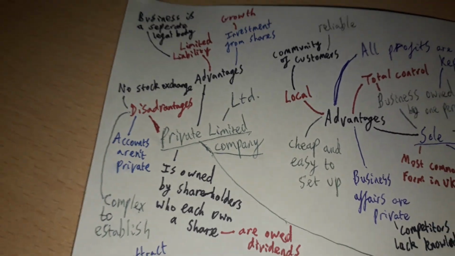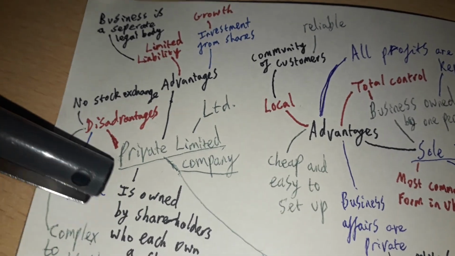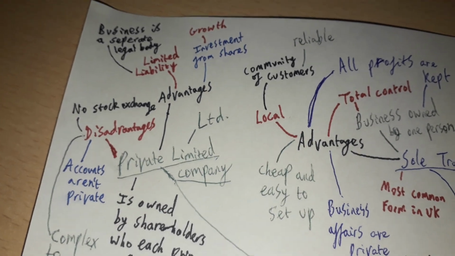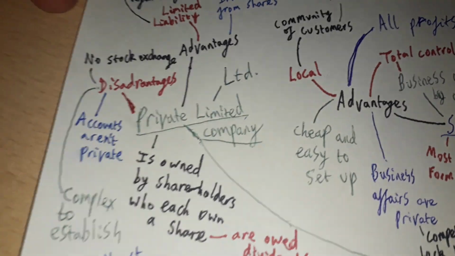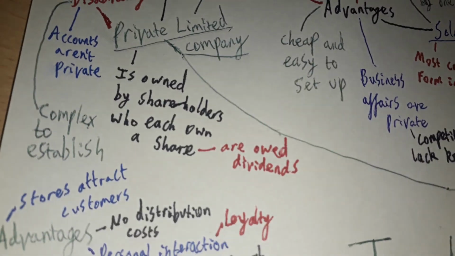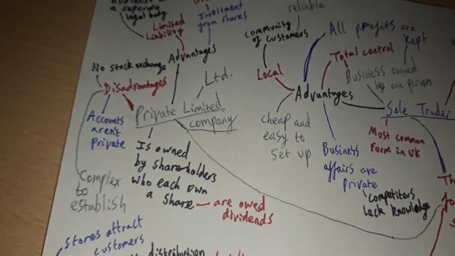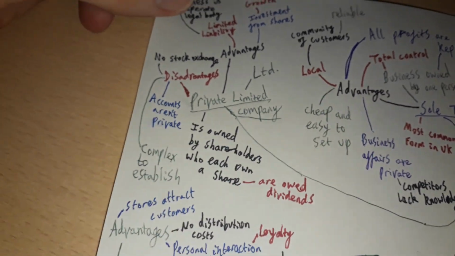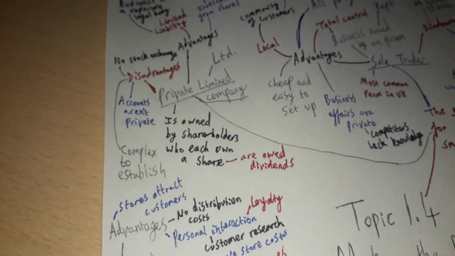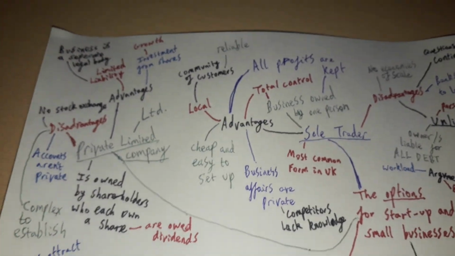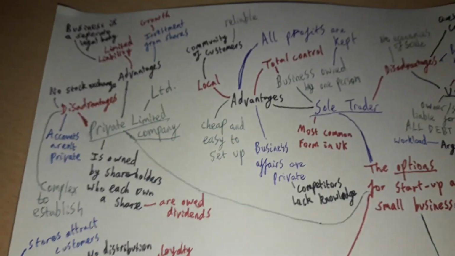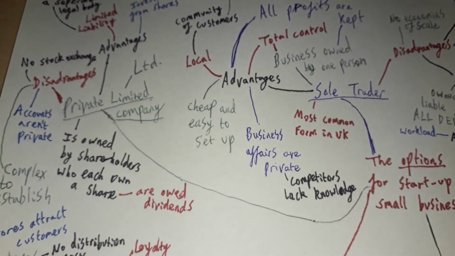Disadvantages. So there's no stock exchange. Because it's a private limited company, they can't put things on there. A public limited company would be able to, but we're not looking at that today. Another disadvantage is the accounts aren't private, which contrasts to what we've written over here, so the competitors can get knowledge. Also, it's complex to establish a private limited company. This basically means there are a lot of rules and a lot of regulations to go through. You've got to sign off a lot of paperwork to be able to set one of these up.